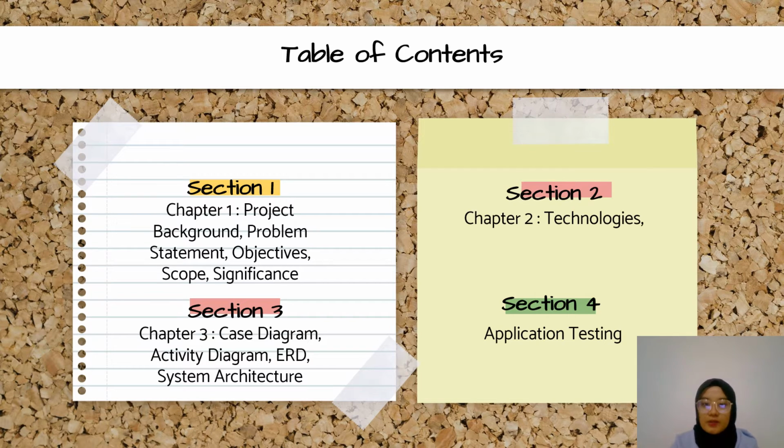Okay, this is my table of contents. We have 4 sections. The first one is chapter 1. It talks about project background, problem statement, objective, scope, and significance. Section 2 is about technologies. Section 3 is about use case diagram, activity diagram, ERD, system architecture, and also the methodology. And the last section is about application testing.